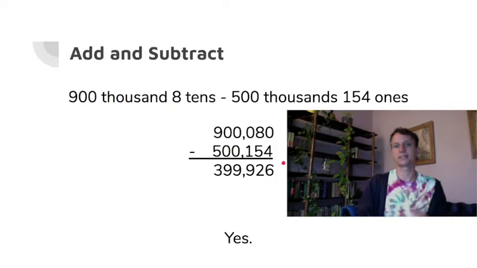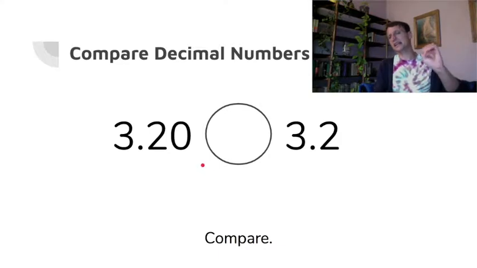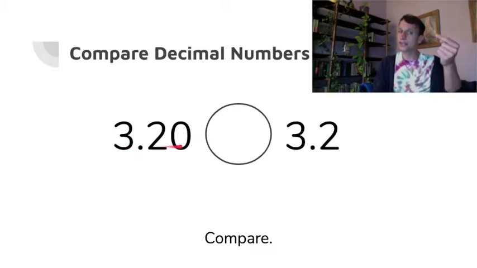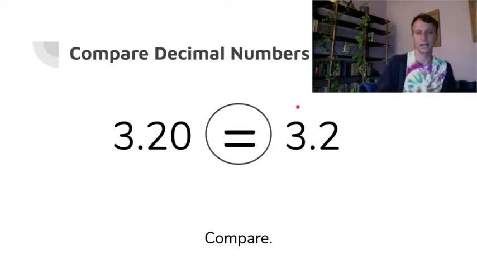Great. Now let's do as promised and compare some decimals. We already did this, so I'm going to cruise through this. If you need to, go back to the previous lesson. 3 and 20 hundredths compared to 3 and 2 tenths. Now we know, of course, if we convert this to hundredths, they are identical. So equals, beautiful equal sign.